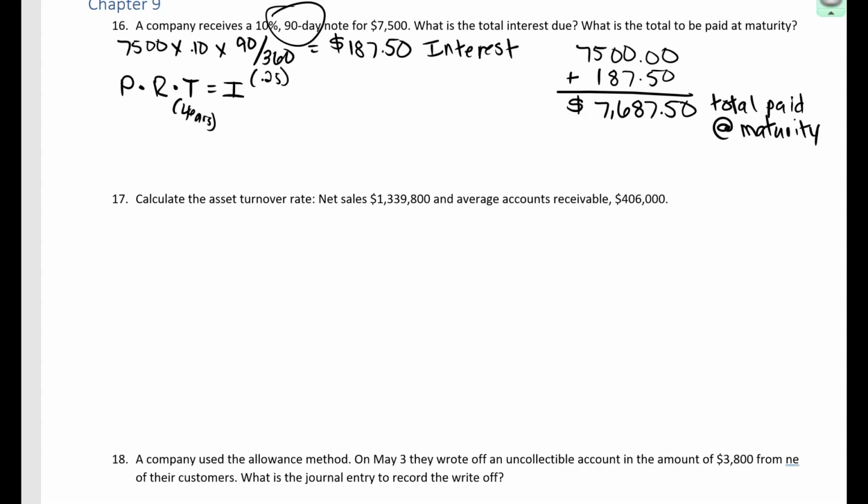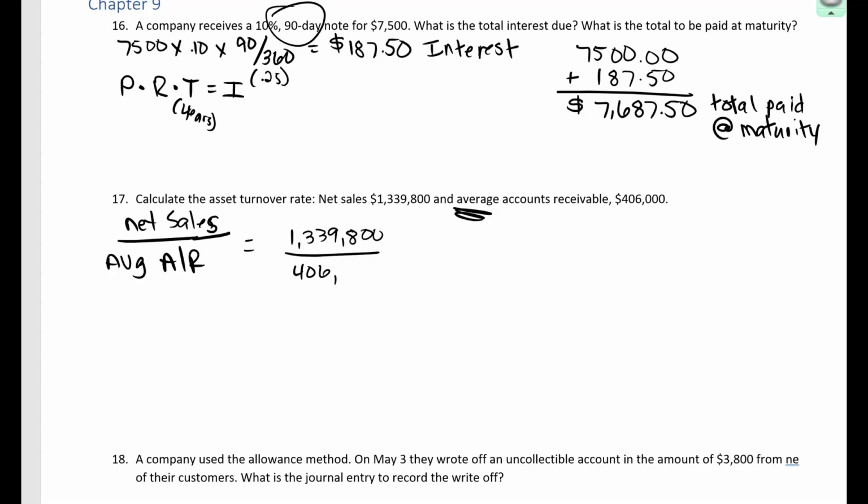Okay, let's calculate the asset turnover rate. The asset turnover rate formula is net sales over the average accounts receivable. Now, I'm going to go easy on you guys. I'm going to actually give you what the average is. You won't have to calculate it. If you did have to calculate, you would take last year's and this year's, add them up, and divide by 2. Okay, the net sales is $1,339,800. Average accounts receivables is $406,000. And we get 3.30.